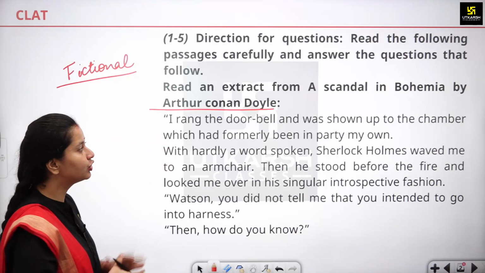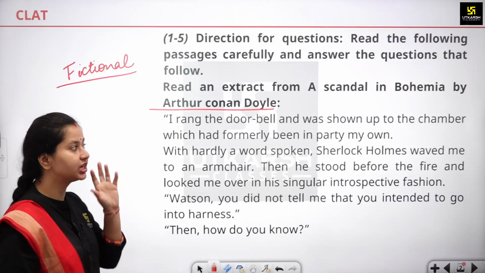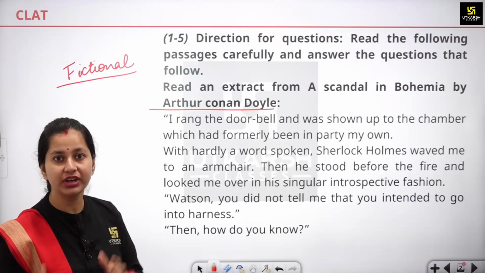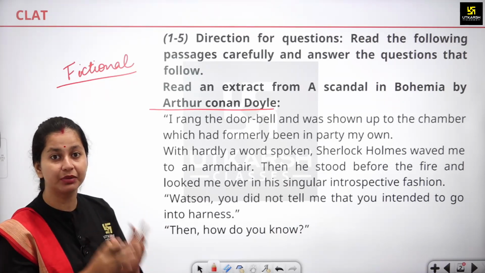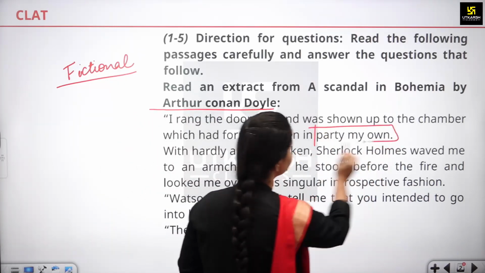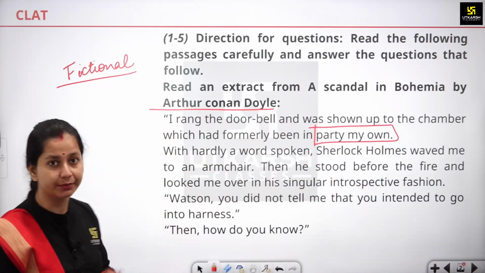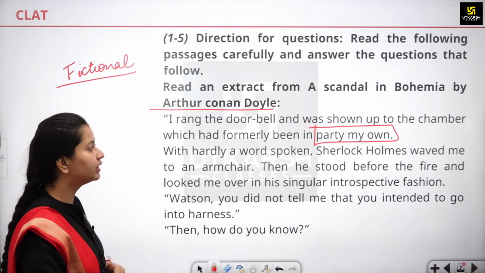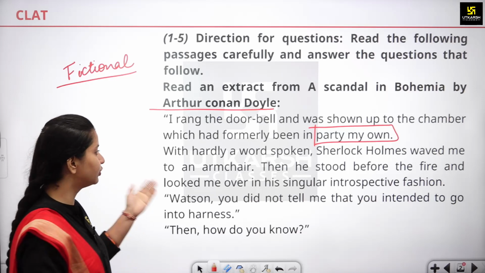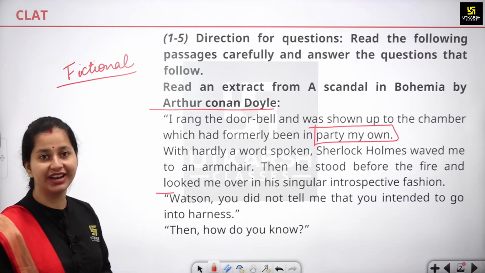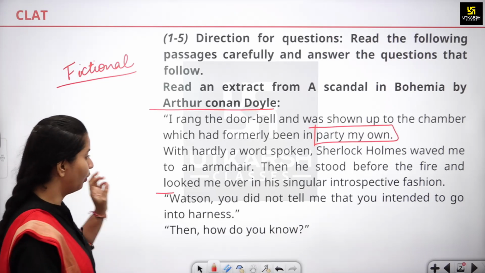I rang the doorbell and was shown up to the chamber which had formerly been partly my own. When it is said partly my own, it means I was also one of its owners; it was partly mine. With hardly a word spoken, Sherlock Holmes waved me to an armchair. Then he stood before the fire and looked me over in his singular introspective fashion.